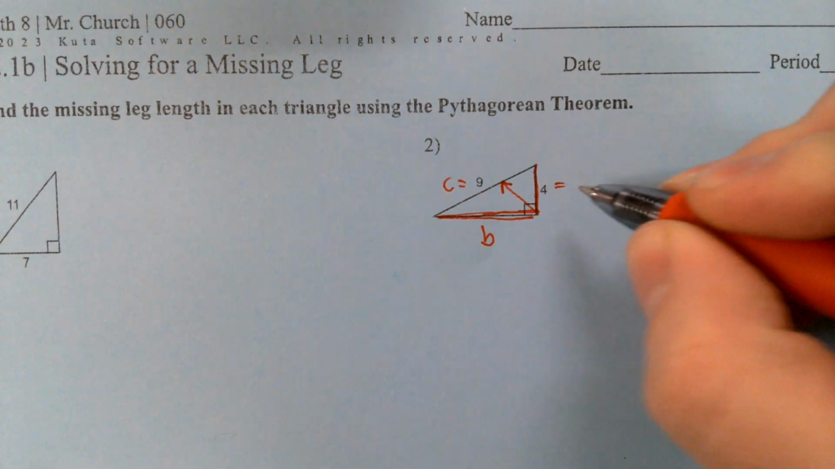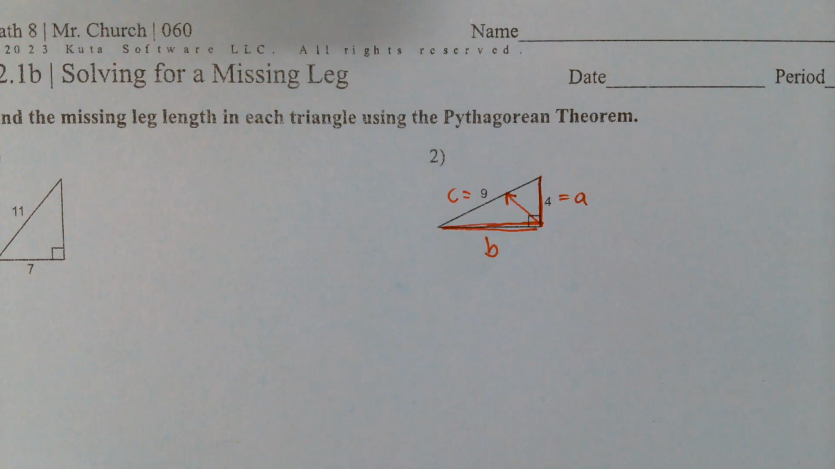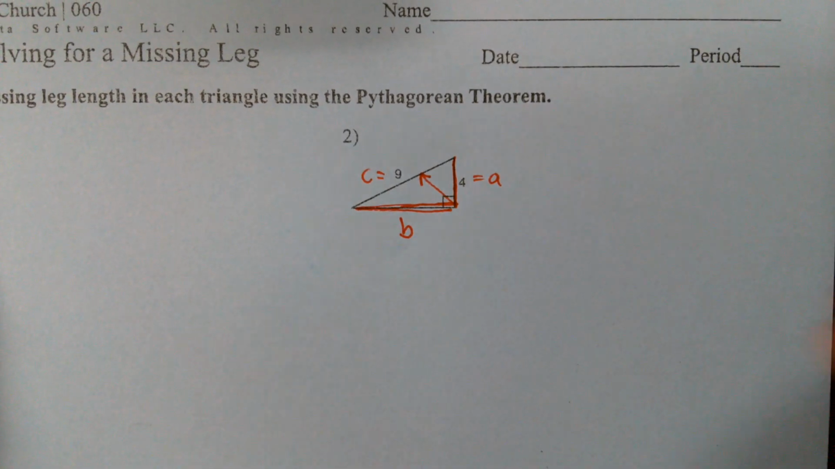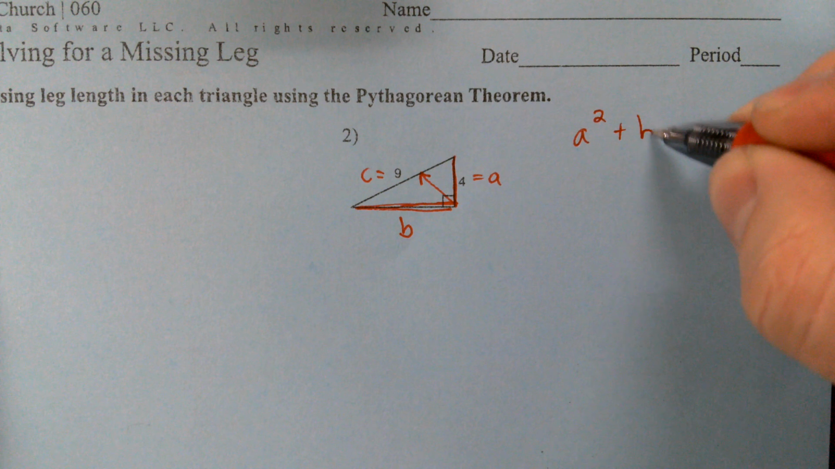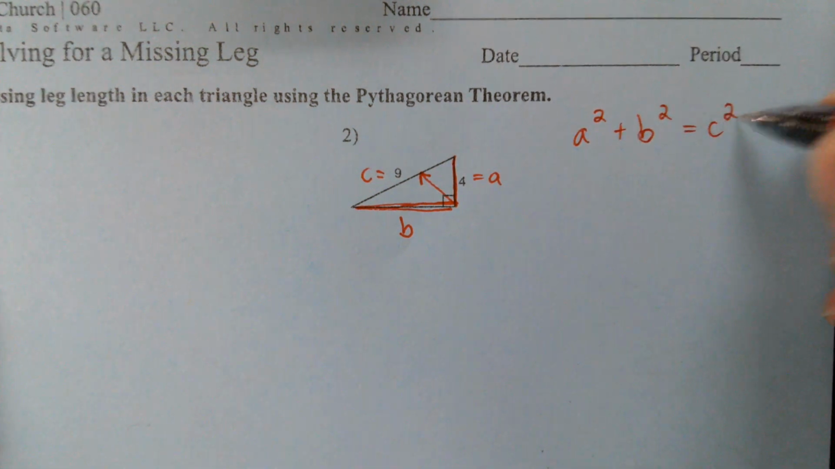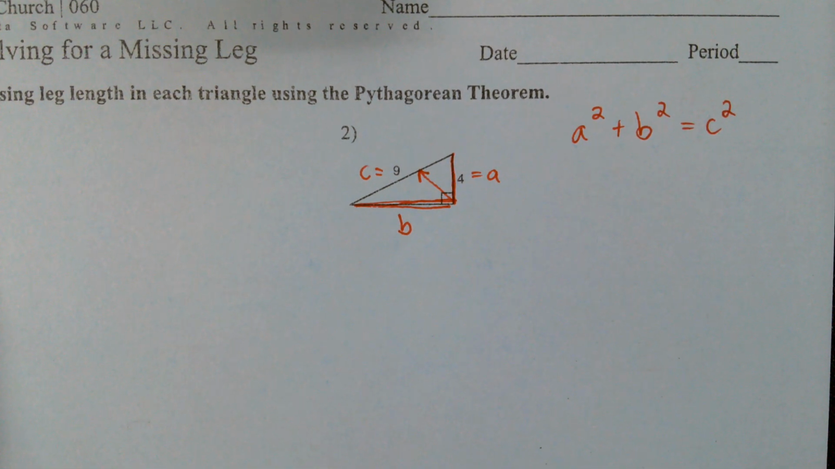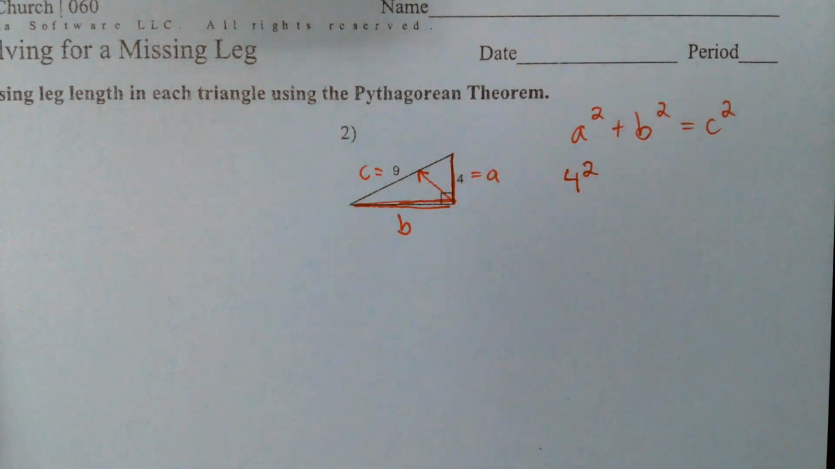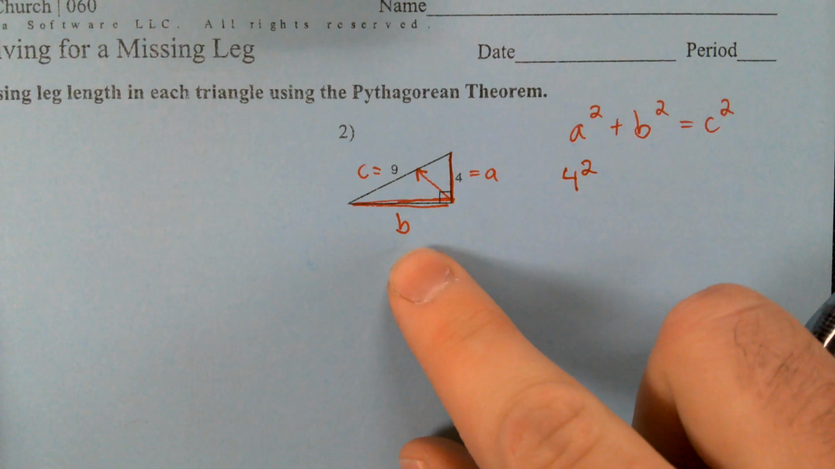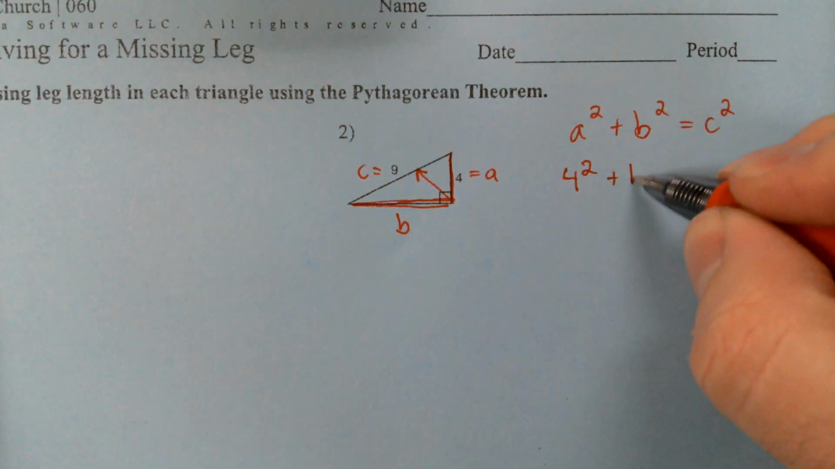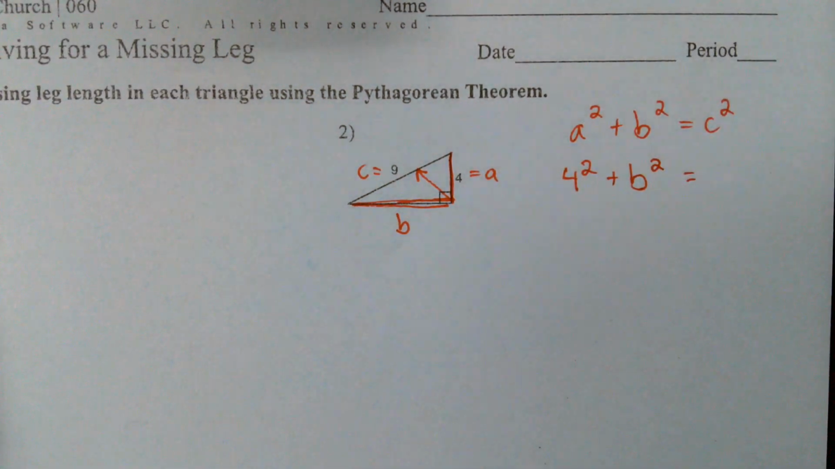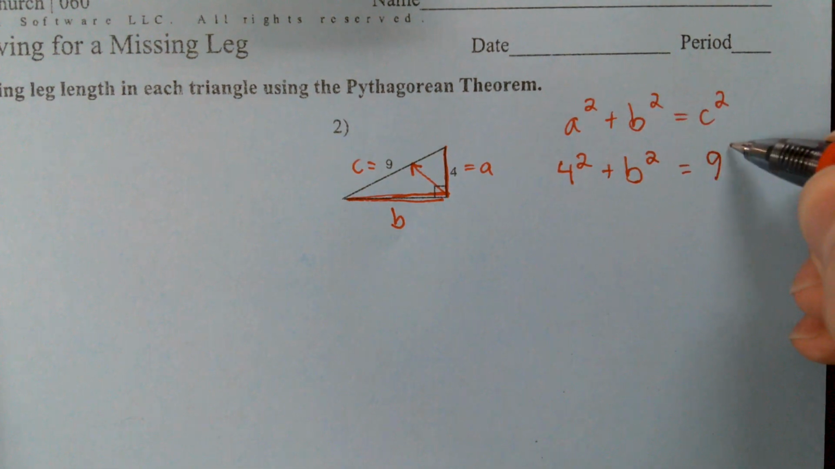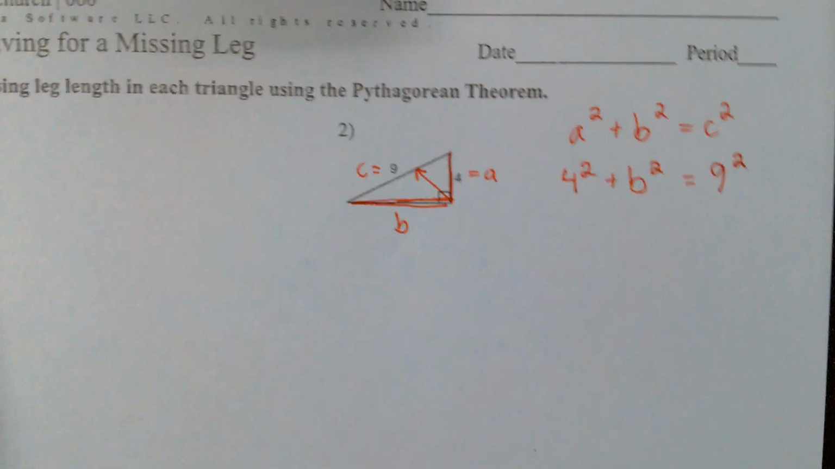That's going to be C. So we can call our leg with length 4. We'll call that A. Now, all we have to do is set up our equation. A squared plus B squared equals C squared. Right? A, we said, was 4, so we'll plug that in there. We don't know what side length B is. That's what we're going to have to look for, so we'll call that B squared. And we know that C is equal to 9, right? Remember, our hypotenuse always has to be C.